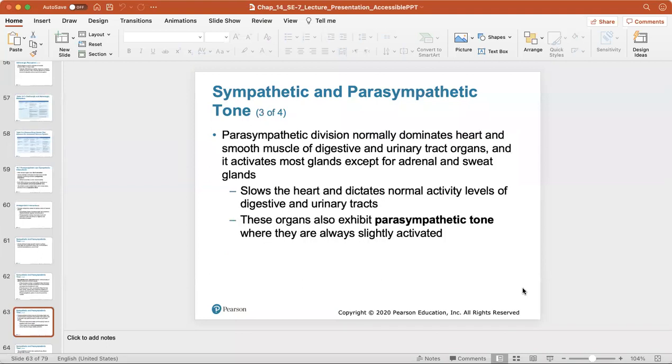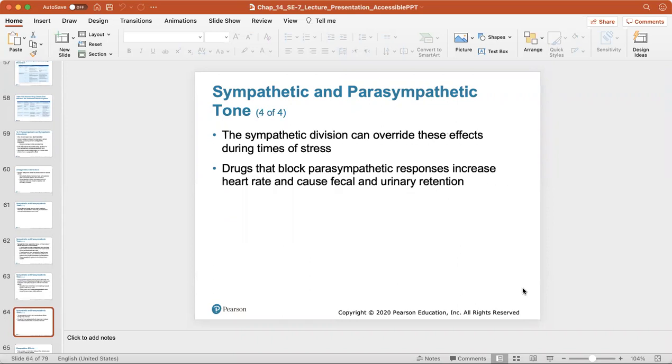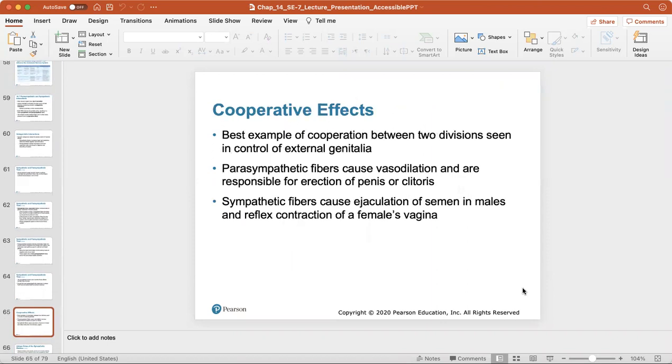The parasympathetic division normally dominates your heart and smooth muscle of digestive and urinary tract organs, and it activates a lot of glands, except for your adrenal and sweat glands. So your parasympathetic will slow the heart rate. It will dictate normal activity levels of digestive and urinary tracts. And these organs also exhibit parasympathetic tone, where they're always slightly activated. The sympathetic division can override these effects during times of stress, and drugs that will block parasympathetic responses will increase your heart rate and cause fecal and urinary retention.